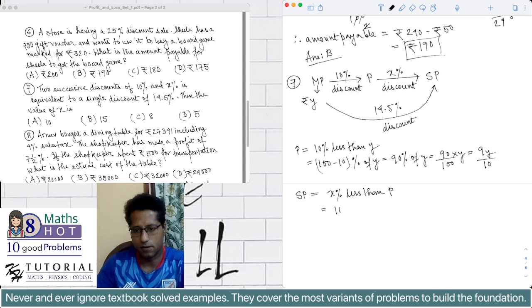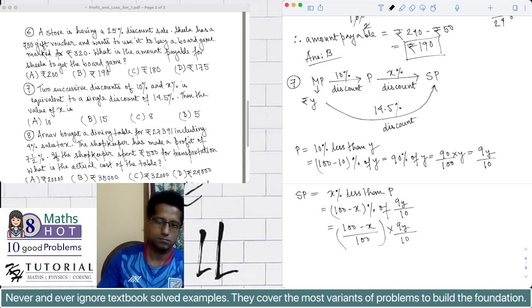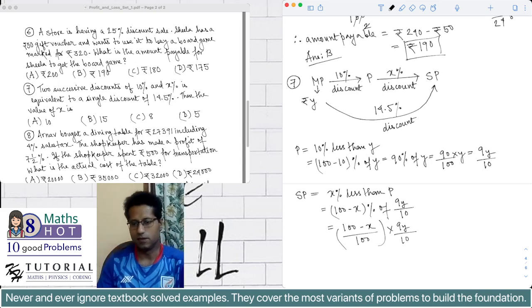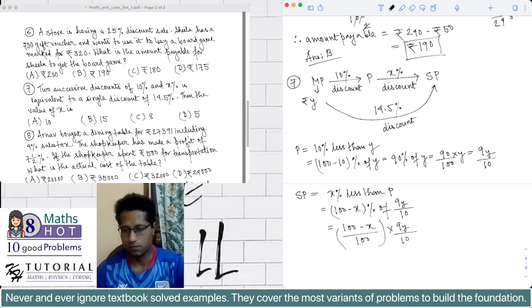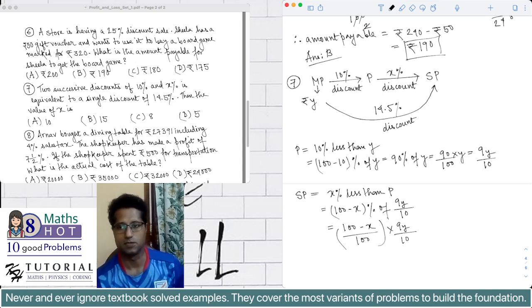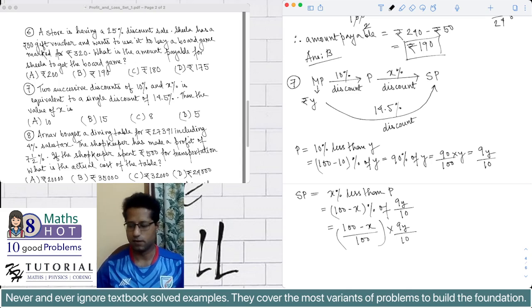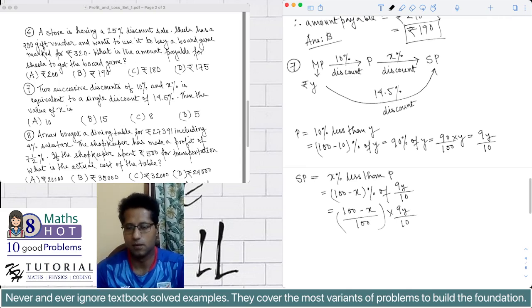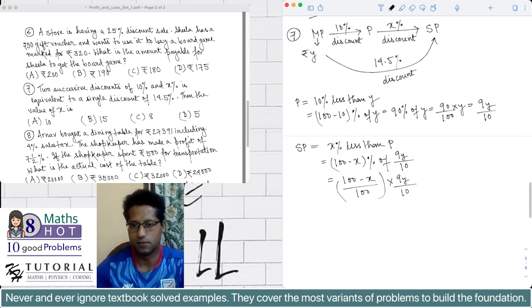X% less means 100 minus x% of P is 9y by 10. Now 100 minus x percentage means 100 minus x divided by 100. This multiplied by 9y by 10. Okay. So this is the final SP based on the two successive discounts of 10% and x%. Now let's calculate the SP based on the single discount of 14.5%.